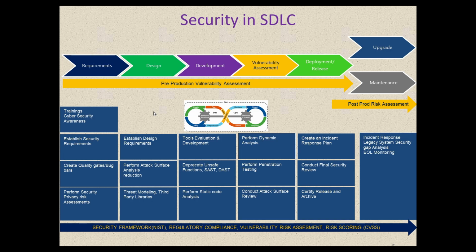If you look at SDLC, the software development lifecycle, we have requirements gathering, design, development, testing, and deployment, right? There is a pre-production vulnerability assessment and a post-production risk assessment which we do. As part of each development phase, we have security involved. The security team will be involved right from gathering the security requirements, creating quality gates when SAST tools are running, and performing security risk analysis. At the design stage, they will establish the requirements in detail and perform attack analysis. They'll do threat modeling using different tools which we have, and third-party library scanning.